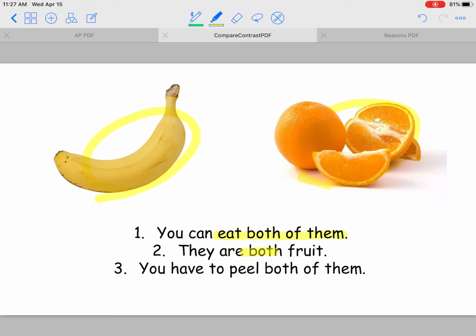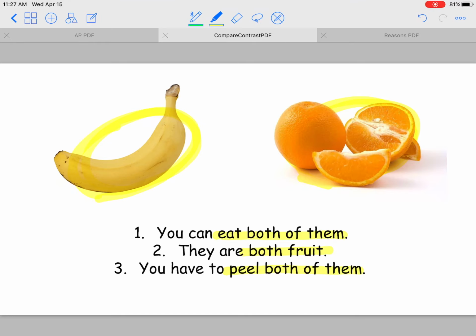Number two, they're both fruit. That's one that I gave earlier. We know that both of these belong in the same food group. They're both fruit. The third one is you have to peel both of them. So both of them have a peel on the outside that you do not want to eat. An example of a fruit that you could eat the peel on is an apple, but you cannot eat the peel on a banana, and you also cannot eat the peel on an orange. So that is another way that they are similar.